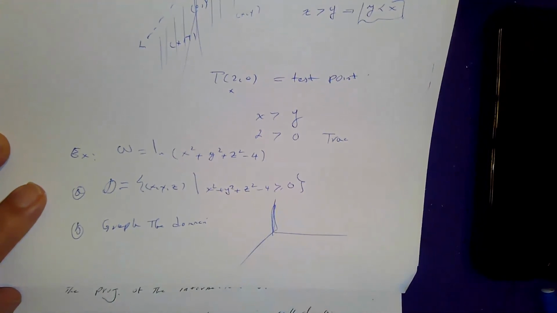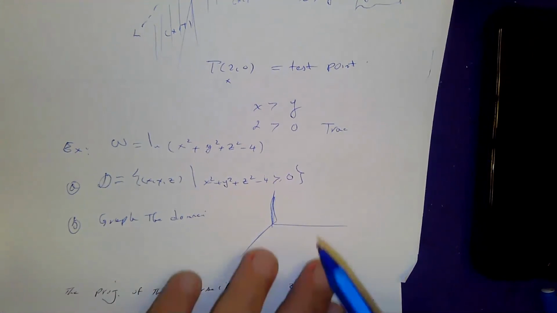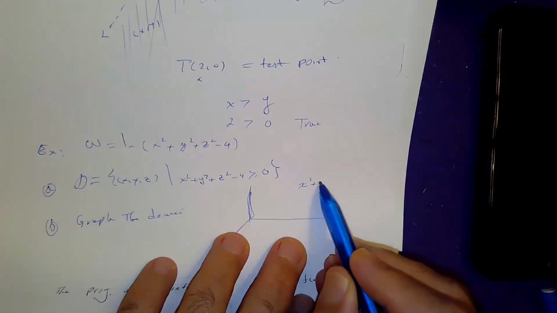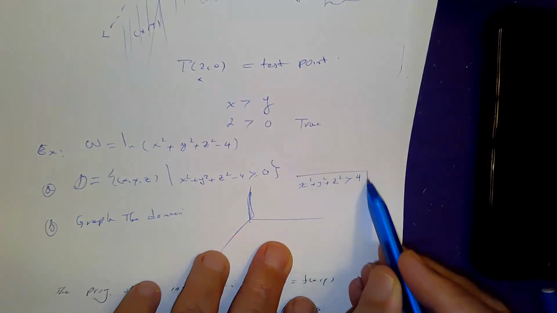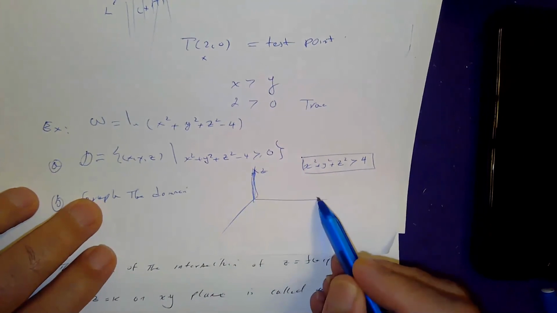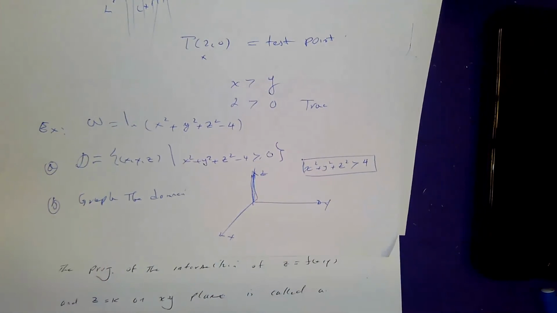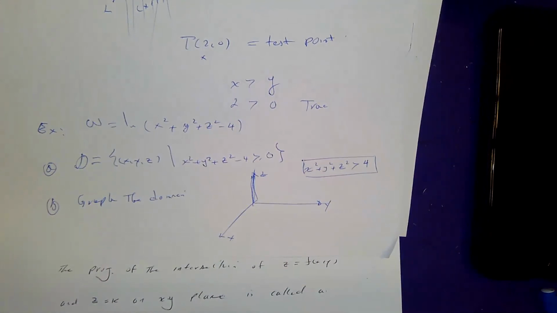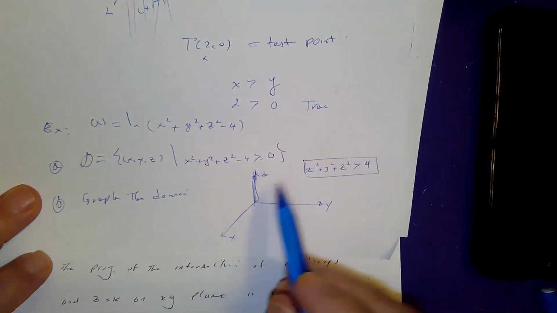There it is. Does anyone recognize the picture of that one? Remember, I can manipulate it and write it as x squared plus y squared plus z squared is greater than 4. Does anyone recognize this? Yes. Here's the z-axis, here's the y, here's x. What is the graph of the domain? Everything outside the sphere with radius 2. Everything. Excellent. Thank you so much.